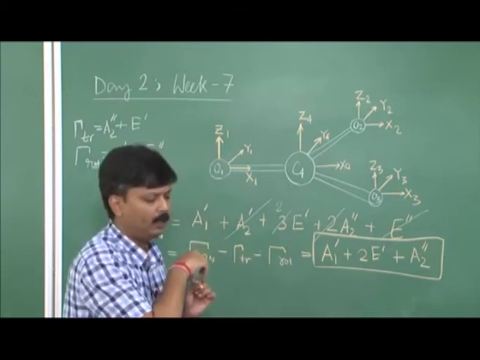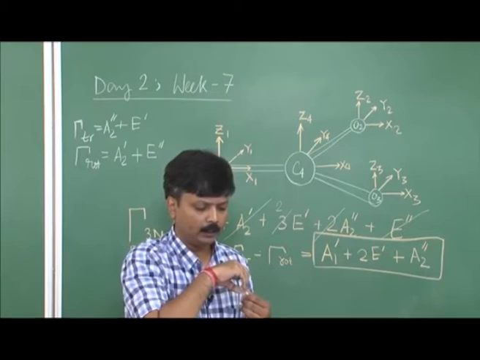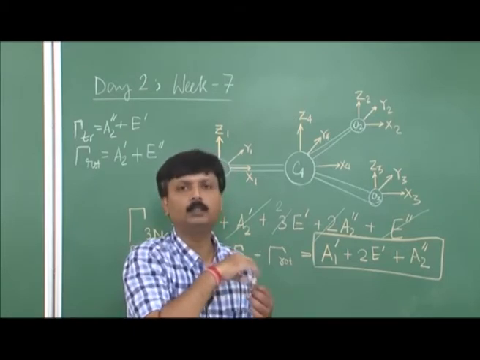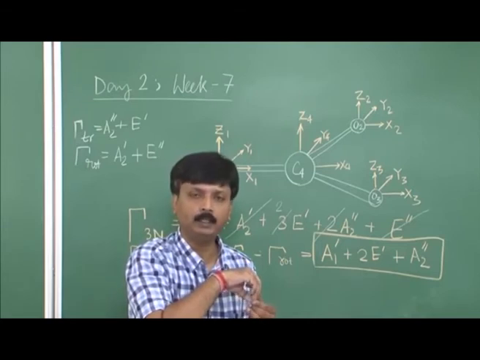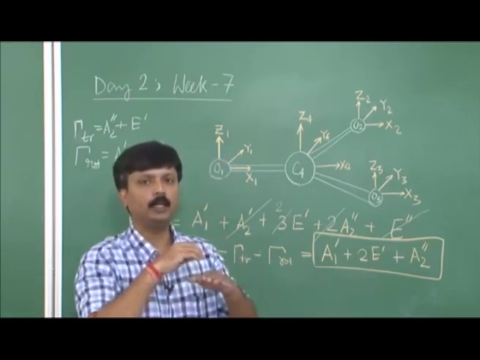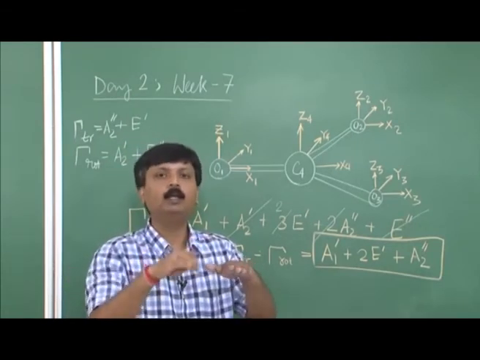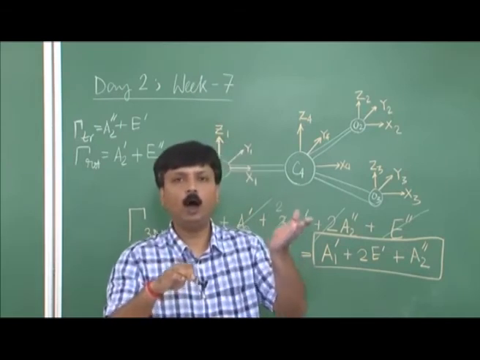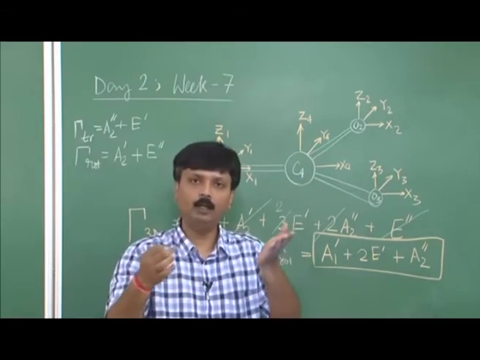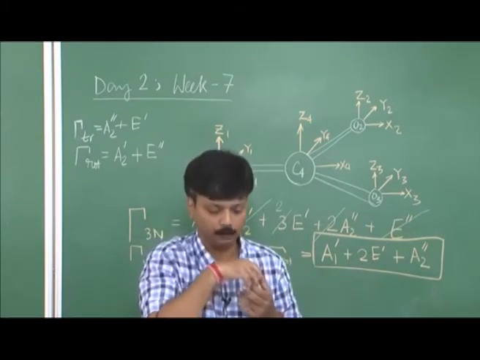All right, and this A2 prime has a character of -1 with respect to sigma h, which means that it is not symmetric. This motion is not symmetric with respect to the molecular plane. That immediately tells you that this must be something related to the out of plane motion. Only then will you have a negative character for this sigma h.